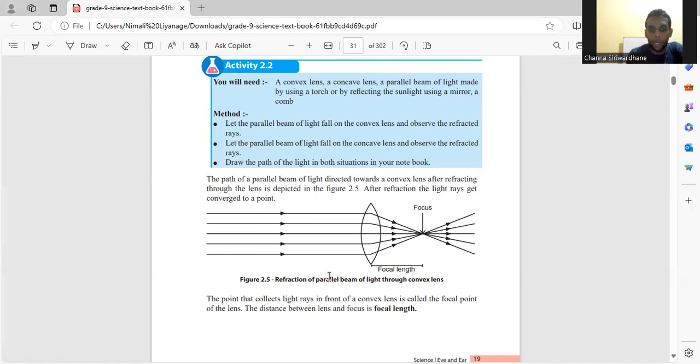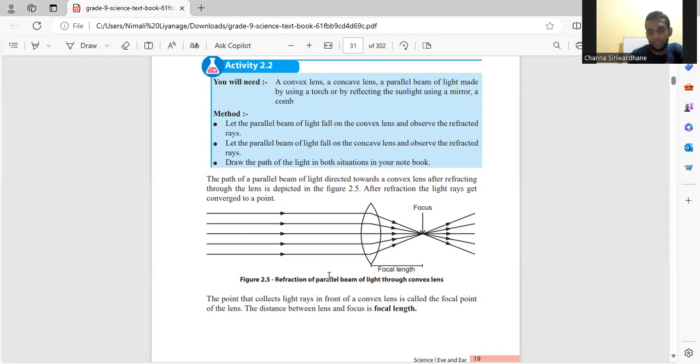The path of a parallel beam of light directed towards a convex lens after refracting through the lens is depicted in figure 2.2. This is the picture that shows you how the parallel beam of light behaves after the refracting function of the lens.